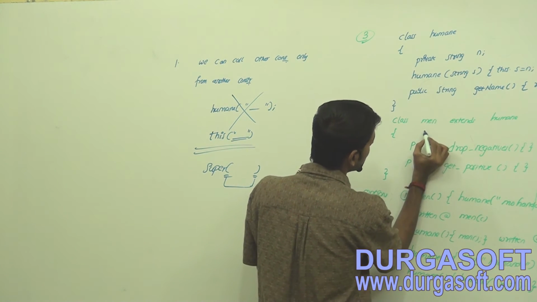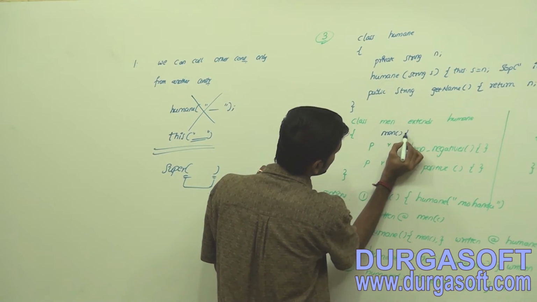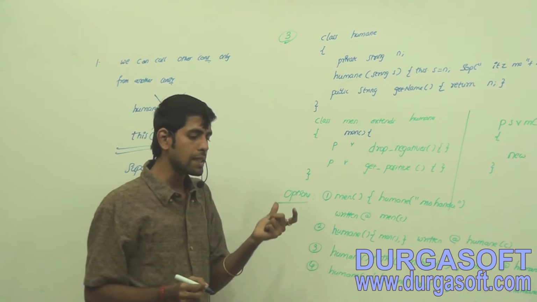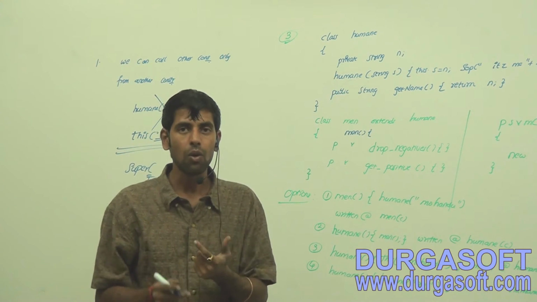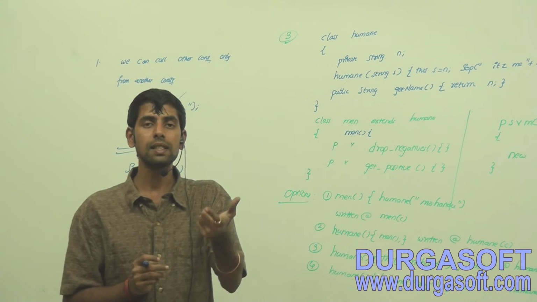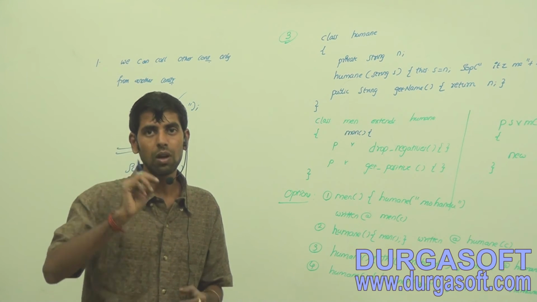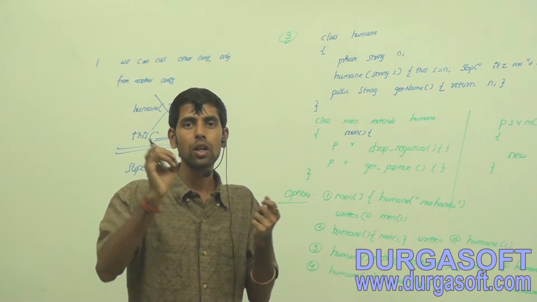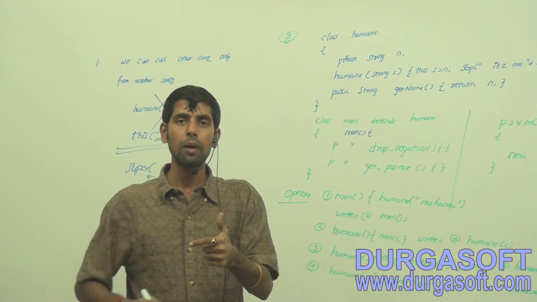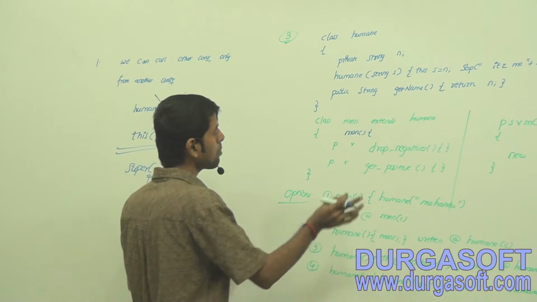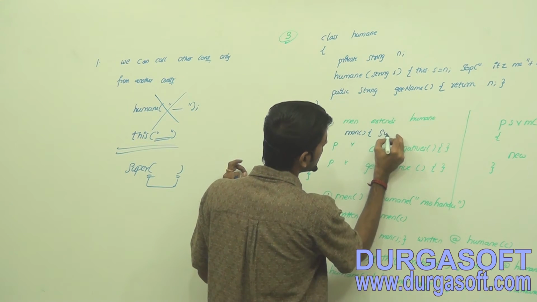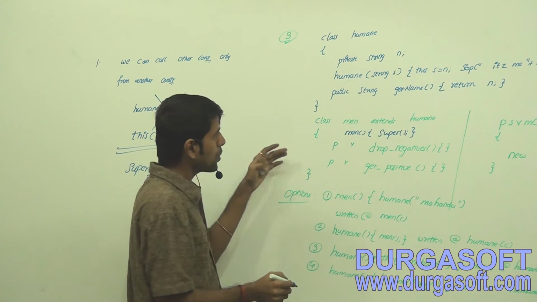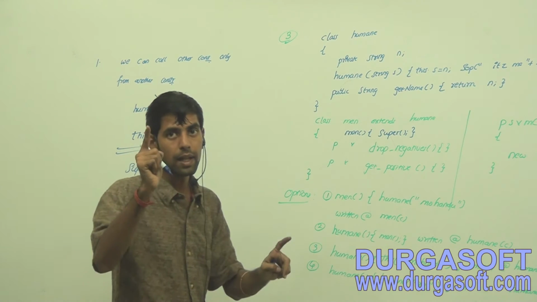Now definitely there will be one constructor here, the default constructor, right? If it is a default constructor, what will be the first statement within the default constructor? It will always be a call to the no-argument constructor of the parent class. By default the compiler will write super.